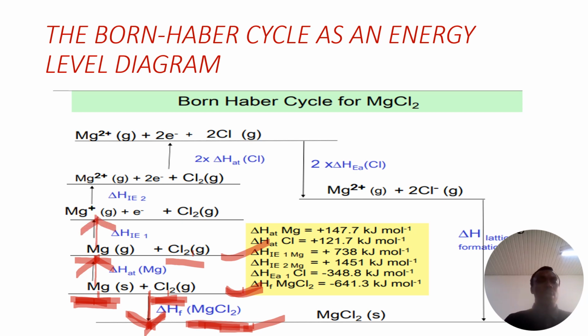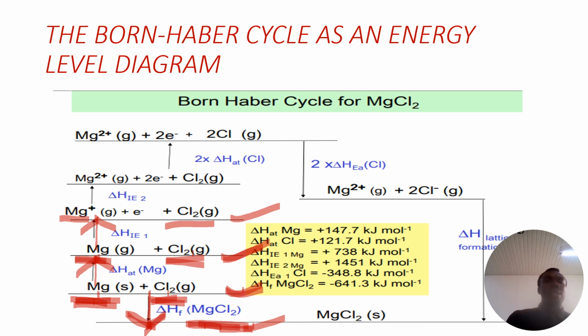Then the next step, you can see the arrow is moving upwards. It's an endothermic process. That means the first ionization energy of magnesium, which is an endothermic process. So this is the reactant and this is the product. We have to check the atoms and the charges to see if they are balanced. Magnesium is 1 here, chlorine is 2 here. Magnesium is 1 here, chlorine is 2 here. So the atoms are balanced.